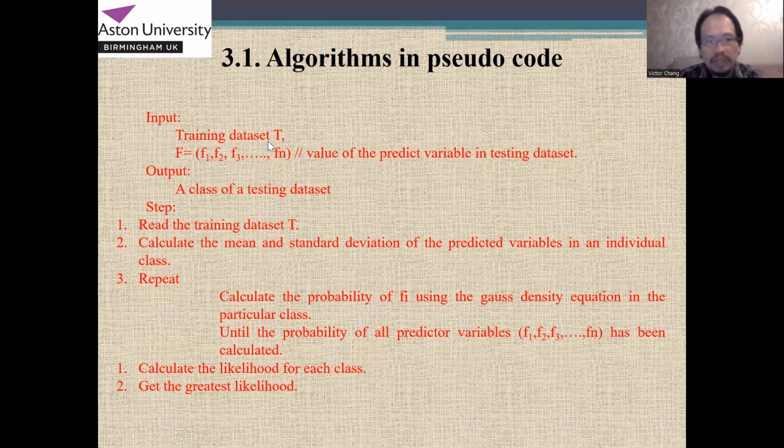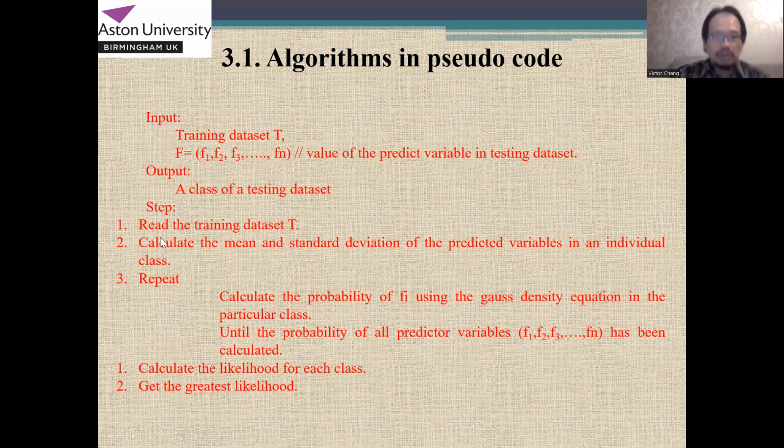First of all, we train the data set. Then we have the value to predict the variable in the testing data set, so that we put them in this query. You can also imagine this list of arrays from F1 all the way to Fn. The output will then focus on the class of the testing data set.